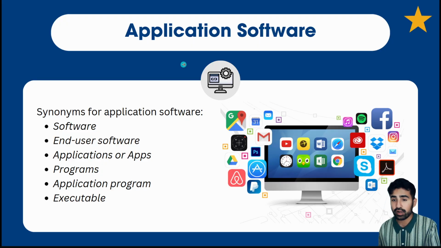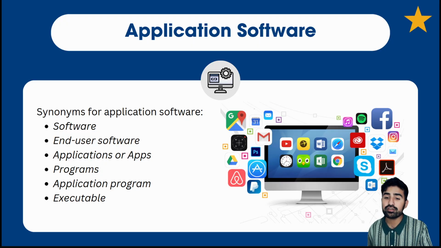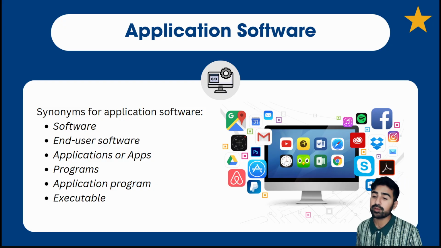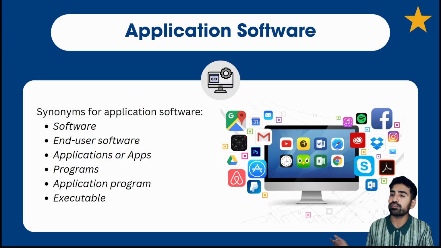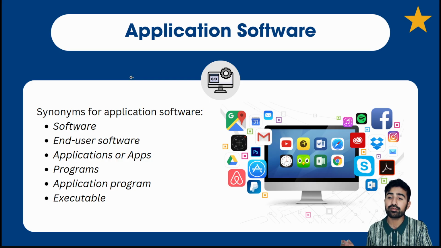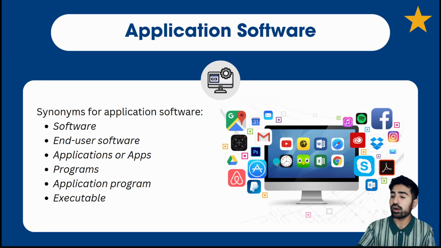So synonyms for application software are software, end user software, applications, apps, programs, application program, executable. These are all synonyms used in technical talk to refer to application software. When we're talking about that other category of software, system software, that's like the DNA of the computer. We're going to typically call that operating system or throw that word system in front of software. If we don't, we're typically talking about application software. Here on the right, we can see some examples of applications, apps that we might find on our phone or computer.